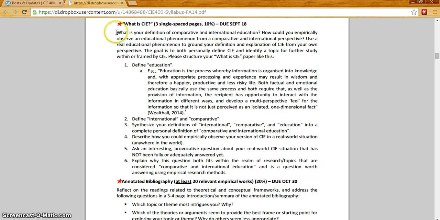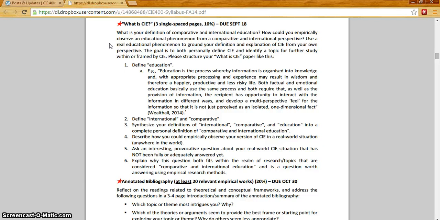Quite simply, what is your definition of comparative and international education? How could you empirically observe an educational phenomenon from a comparative and international perspective? Use a real educational phenomenon to ground your definition and explanation of CIE from your own perspective. See where we're going with this?